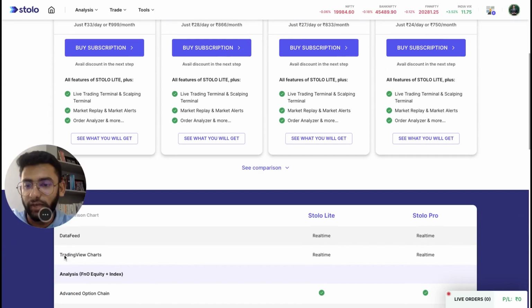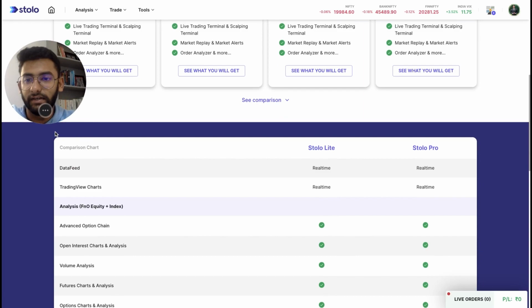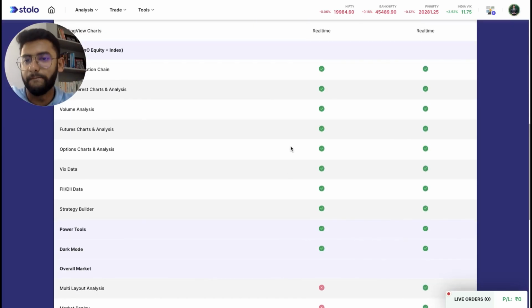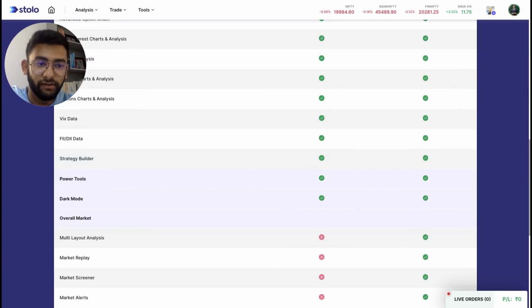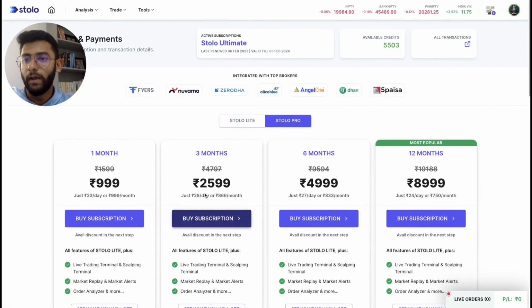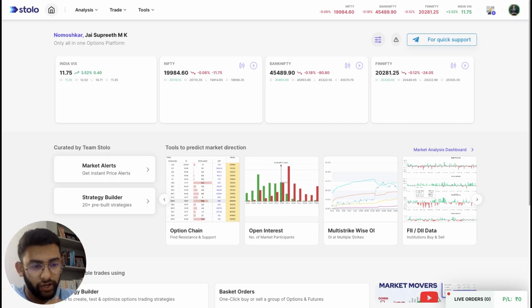So yeah, looking at the comparison for both the plans, right? You can directly look at the comparisons here: Stolo Lite, Stolo Pro, and all the analysis we saw should be covered in Stolo Lite, except that you wouldn't get the complete multi-layout analysis. Market replay would be in Stolo Pro. Market screener as well as market alerts would all be on Stolo Pro itself, right? So you can make your decision on the specific plan according to you.